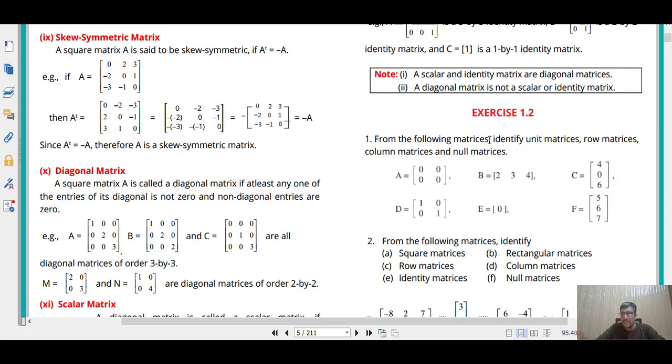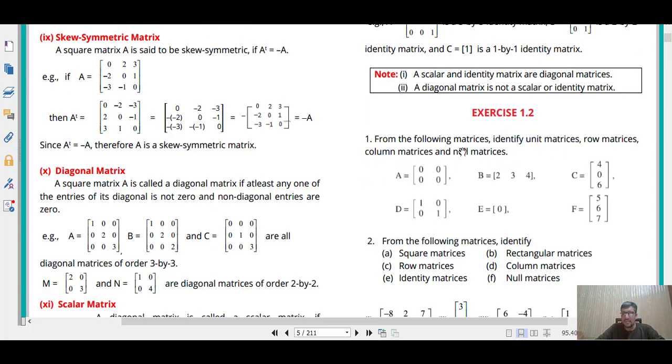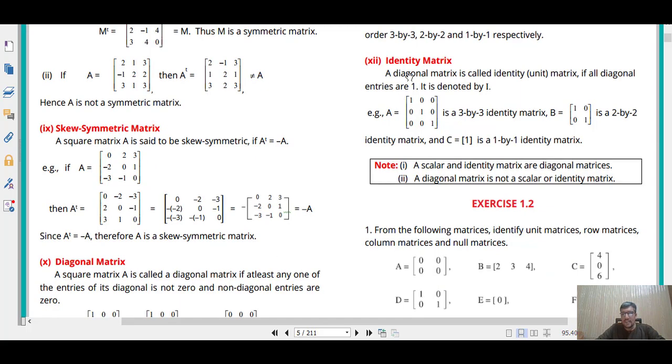So first of all, we are going to discuss identity or unit matrix, row matrix, column matrix and null matrix. In the previous lesson, we discussed row matrices, number of columns and column matrices. Again, we are going to discuss this. So first of all, what is an identity matrix, or in other words, an identity unit matrix? A diagonal matrix is called an identity matrix.